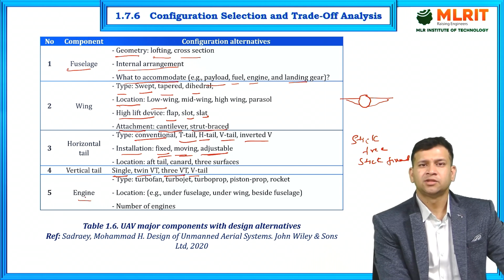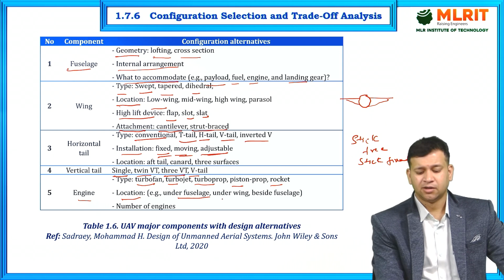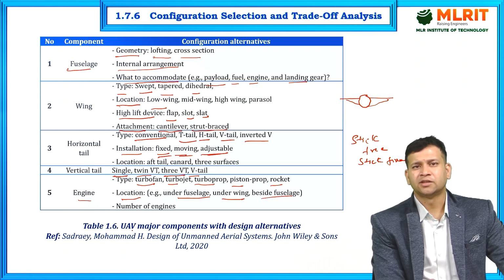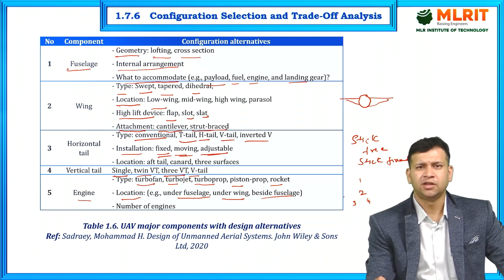Then again in engines, we have multiple options. What kind of engines are we going to use in our unmanned air vehicle? The first ones are turbofan, turbojet, turboprop, piston prop, rockets or electric propulsion. Then, when it comes to the location of the engine, we have various options: under the fuselage, under the wing, beside the fuselage, or buried inside the fuselage. And then again, the number of engines. We may have 2, 3 or 4 engines, depending upon the requirement, or we may have only 1 engine which is buried inside the fuselage.